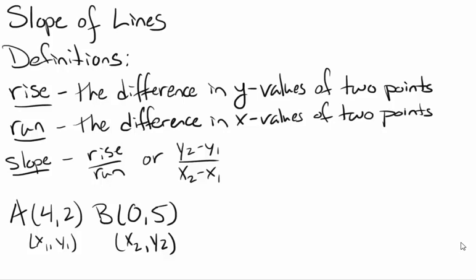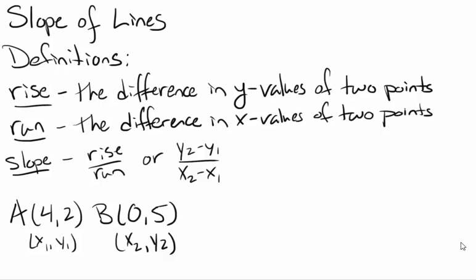So we're going to have 5 definitions today, the first being rise. This is the difference in y values of 2 points. Run is the next definition, and this is the difference in x values of 2 points. So obviously, pretty similar. But the one difference is that the rise deals with y values and the run deals with x values. Now the slope is commonly referred to as rise over run, or more mathematically speaking, y sub 2 minus y sub 1 over x sub 2 minus x sub 1.